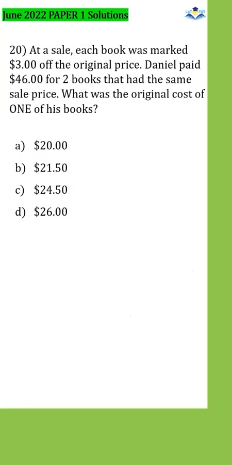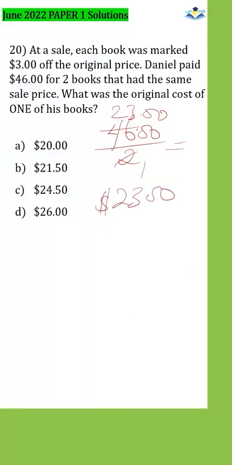Question 20. At a sale, each book was marked $3 off the original. Daniel paid $46 for 2 books that had the same sale price. What was the original cost of one of his books? So he paid $46 for 2 books, and both of them had the same sale price. So we would divide: 2 into 4 is 2, 2 into 6 is 3. When we divide, we get that the cost of one of the books would be $23.